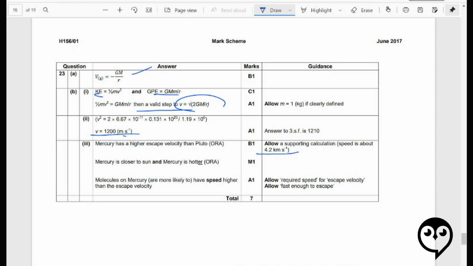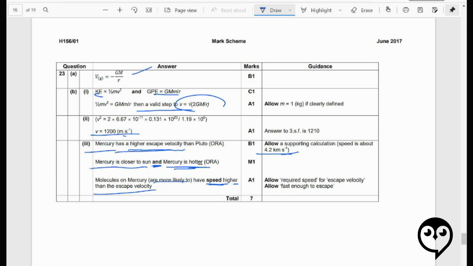If you wanted to, you could calculate the escape velocity for Mercury and say it's got a higher escape velocity. Or the other way around, you could say Mercury is closer to the sun and therefore Mercury is hotter. You can't just say Mercury is hotter because it could be from other factors. You have to say it's hotter due to it being closer to the sun. And if it's hotter, even though it's got a higher escape velocity, the molecules will have a higher kinetic energy. Molecules on Mercury are more likely to have a higher speed than the escape velocity, and words to that effect the other way around.